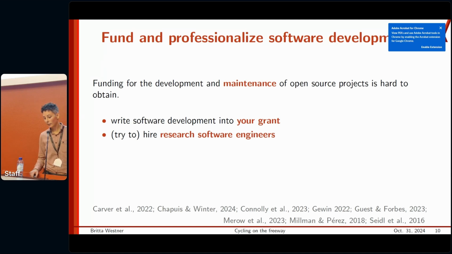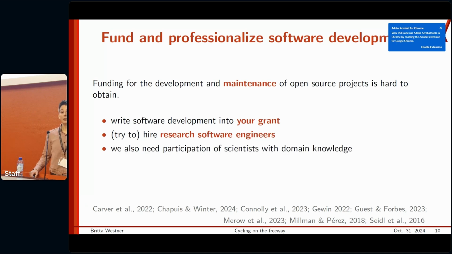Institutions, try to hire research software engineers. That sounds like an easy fix. It's maybe not as easy as you think because unfortunately software engineers are way better paid outside of academia and have better career options, but it's a good thing to try. It's not enough though. It has been proposed as the solution to the open source crisis. I do not agree with that because we need the participation of scientists with domain knowledge as well. We cannot just outsource our open source development to research software engineers.